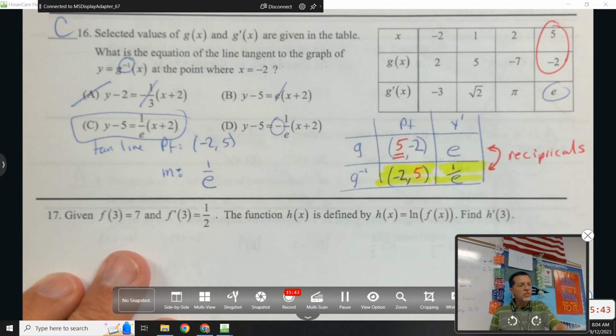Slow down on those inverses. Take your time. Put everything in the right spot. Don't try to answer those questions without doing the table.